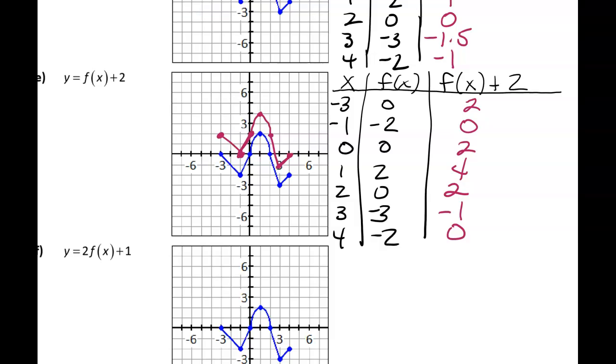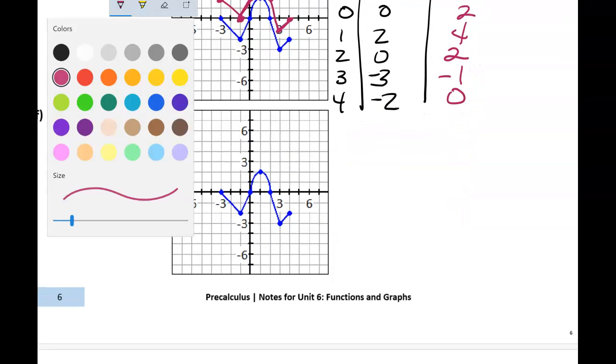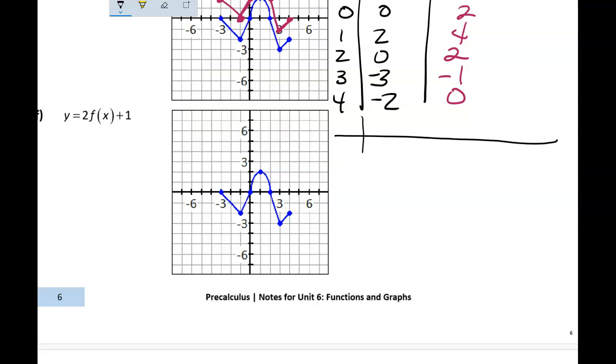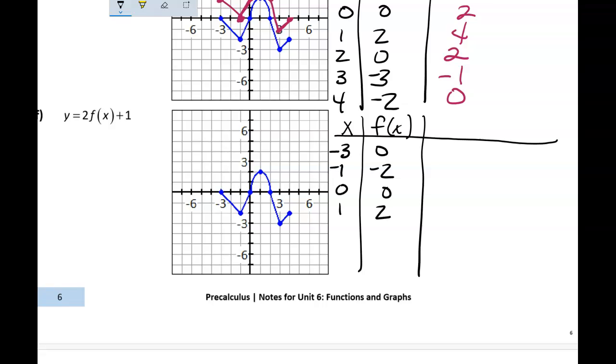Right, now let's take a look at a combined transformation. We're not going to use any more columns because I don't really think that you need to. We're just going to have our x and f of x for reference. And once we've got those columns filled in, the last column will be 2 times f of x plus 1. So we're just going to take the second to last column, multiply it by 2, and add 1, which I don't think you need 2 separate columns for.